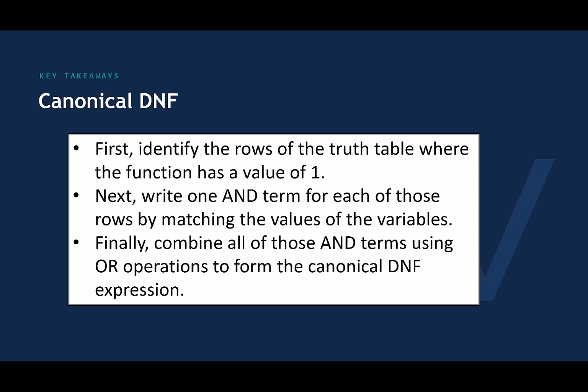As a wrap-up, when you're doing the canonical DNF, you want to first identify the rows of the truth table where the function has a value of 1. Next, write one AND term for each of those rows by matching the values of the variables. Finally, you'll combine all of those AND terms using OR operations to form the canonical DNF expression.